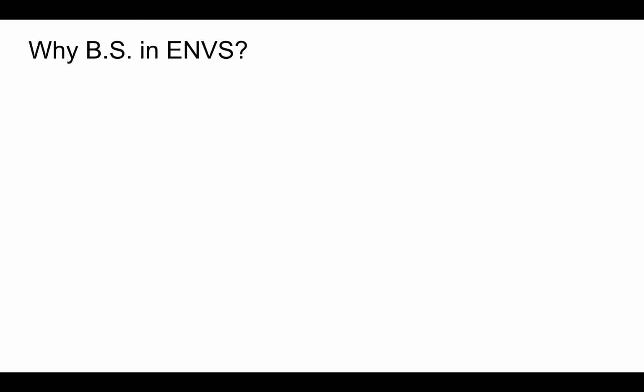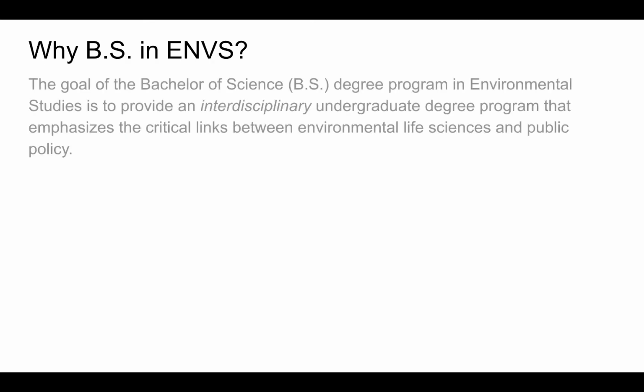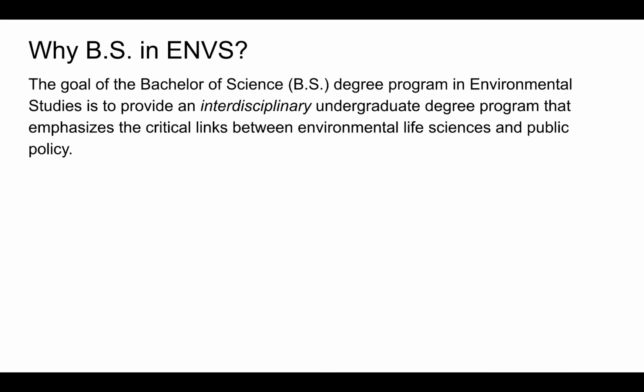And many people come to this particular major for different reasons. Some people like policy, and some people like doing field work, and some people like geographic information systems, GIS. Some people like the quantitative stuff. Some people don't want to take organic chemistry, and there's a whole set of reasons why people come. So let's talk a little bit about our specific curriculum and how it's set up now. So why a Bachelor's of Science in Environmental Studies? Well, the goal of this Bachelor's of Science is to provide interdisciplinary undergraduate degree training.